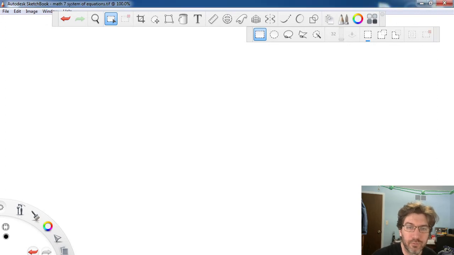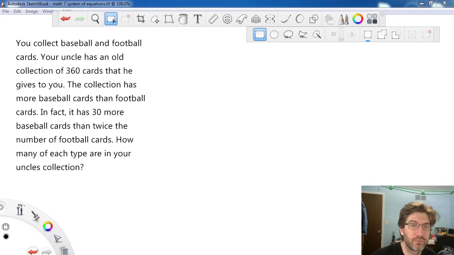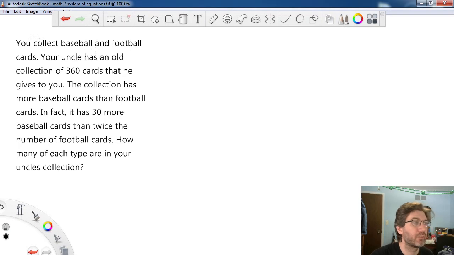And we want baseball cards. So here we are with our baseball cards. It says we collect baseball and football cards, and your uncle has an old collection of 360 cards that he gives you. The collection has more baseball cards than football cards. In fact, it has 30 more baseball cards than twice the number of football cards.